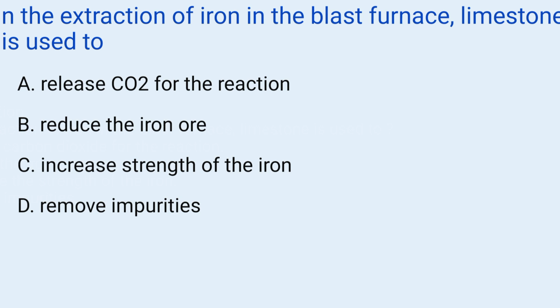Next question. In the extraction of iron in the blast furnace, limestone is used to A. Release carbon dioxide for the reaction. B. Reduce the iron ore. C. Increase the strength of the iron. D. Remove impurities. The correct answer is option D. In the extraction of iron, limestone is used to remove impurities.